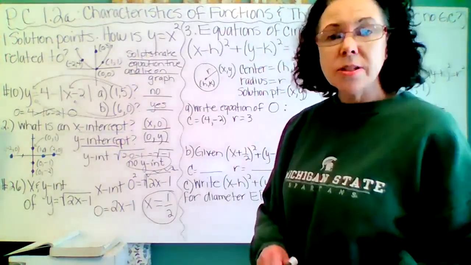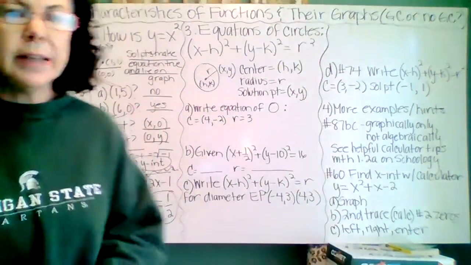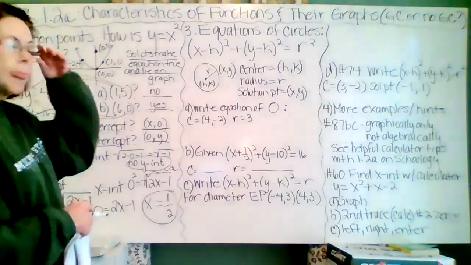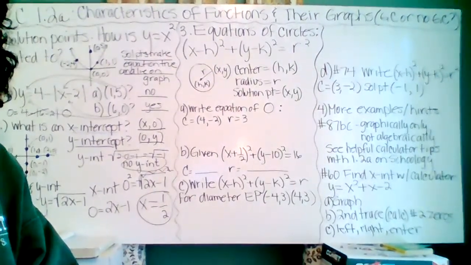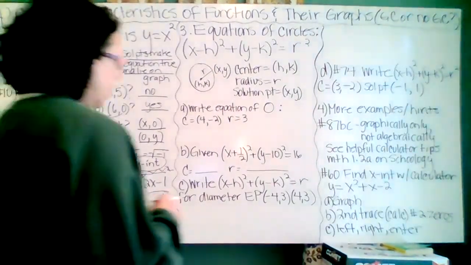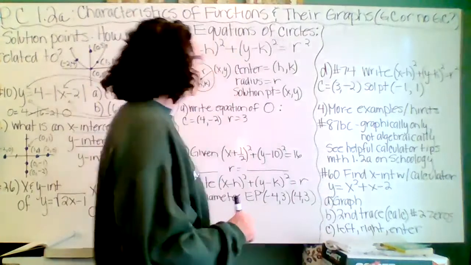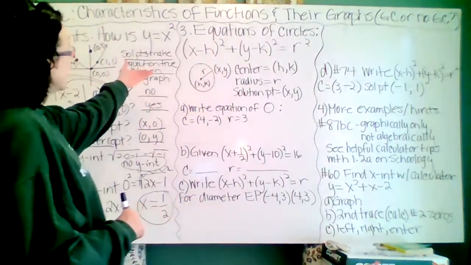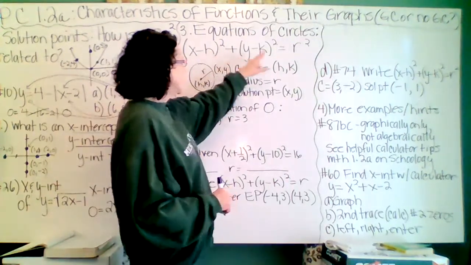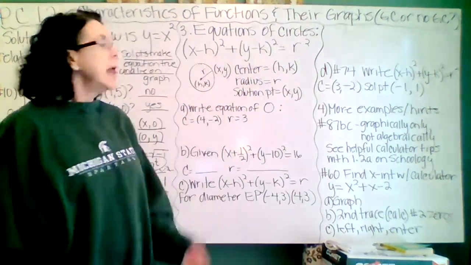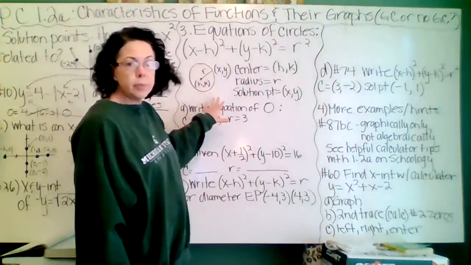All right, equations of circles. I don't believe you have seen these since geometry. So they ask a lot of different questions. So that's why we have quite a few problems that we're going over here to refresh your memory. Here is an equation of a circle: (x - h)^2 + (y - k)^2 = r^2. And here's a picture with the variables, right?